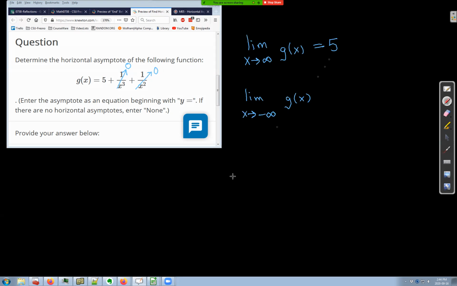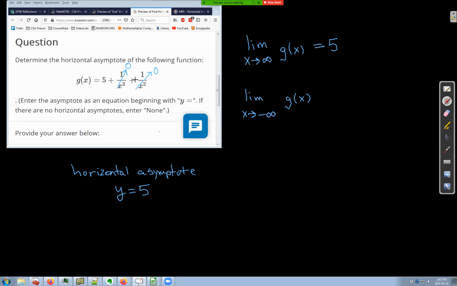So all right, we can conclude that we have a horizontal asymptote at, sorry, not at x, at y equals 5. So I want a horizontal line, so I'll write that down here. Horizontal asymptote at y equals 5.